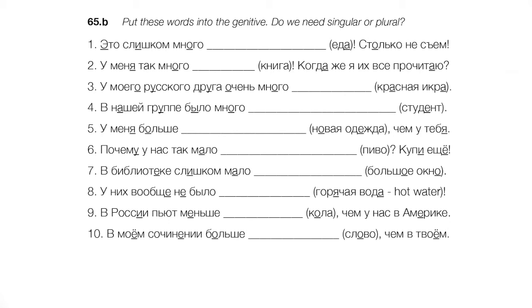Three, my Russian friend has a great deal of red caviar. У моего русского друга очень много красной икры. Красной икры. Okay, so that makes sense too. Caviar in English, it's singular. It's something sort of granular that we can't count. Четыре, in our group there were many students, a lot of students. В нашей группе было много студентов. That's a count noun.